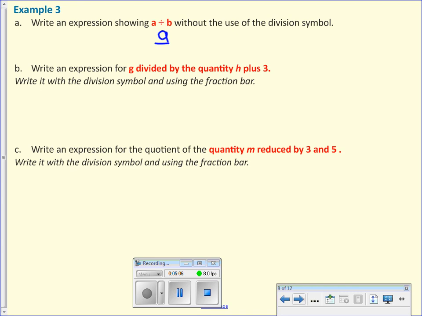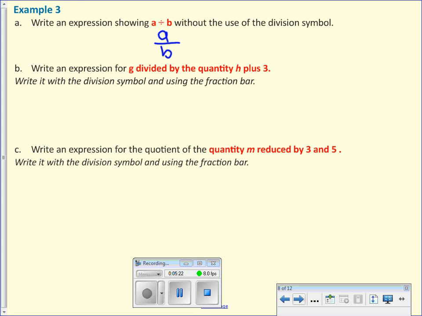So A divided by B. That's it. Please copy your notes. Stay with us, please. We don't have to draw a model. They just want the expression.